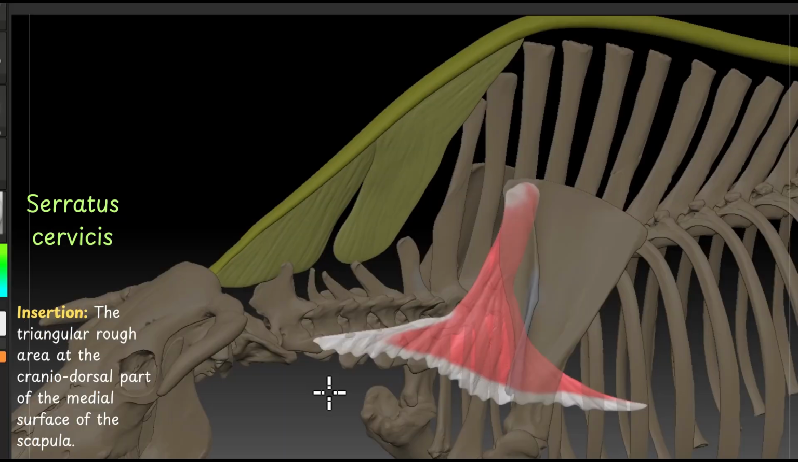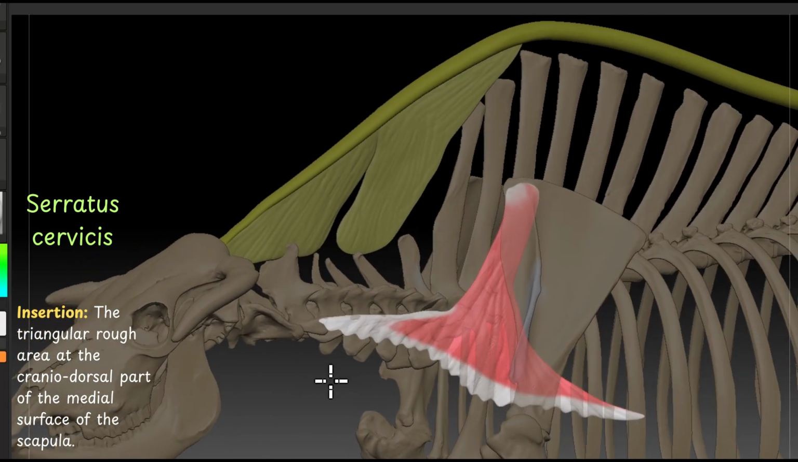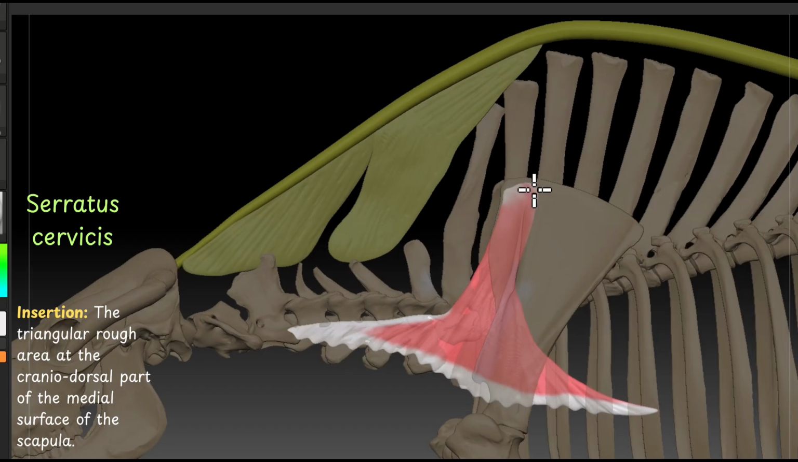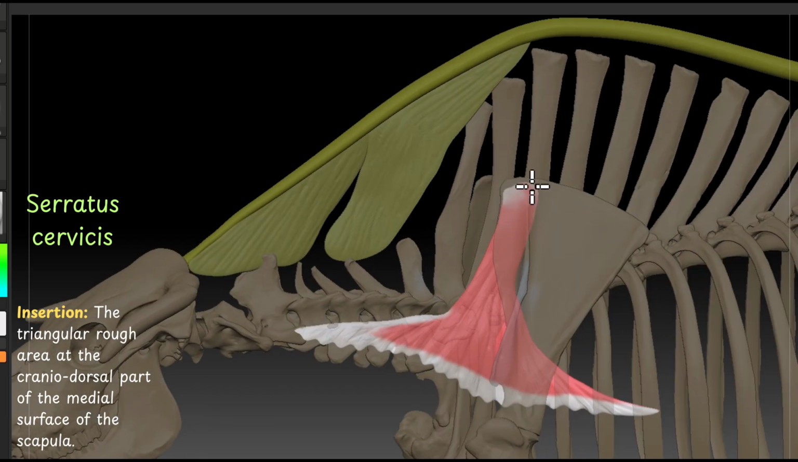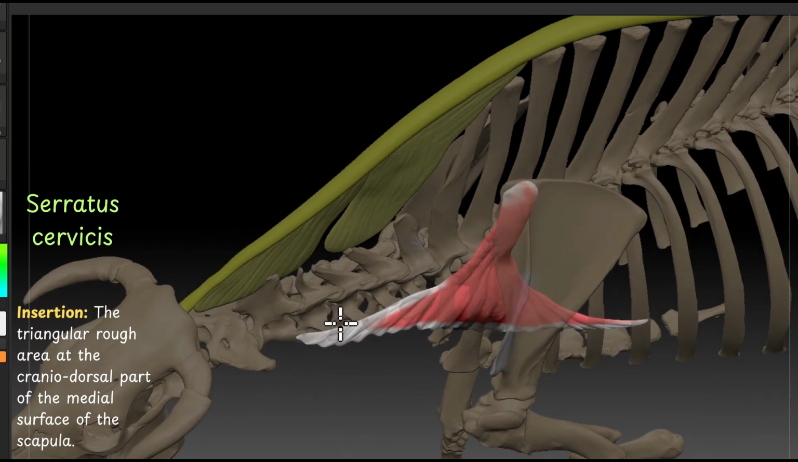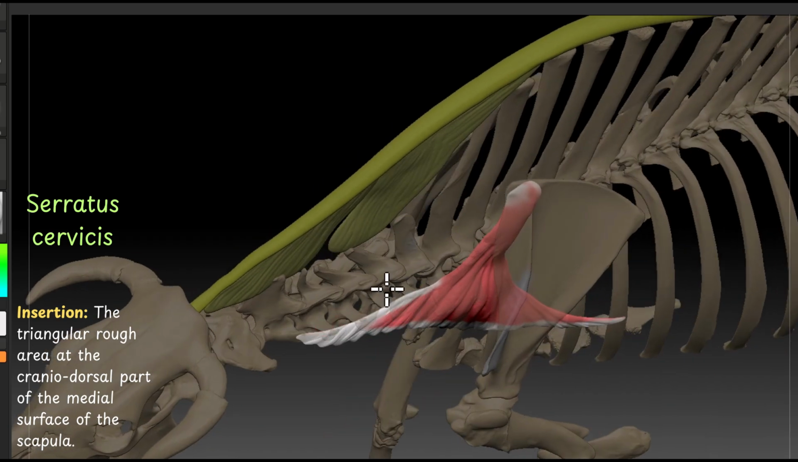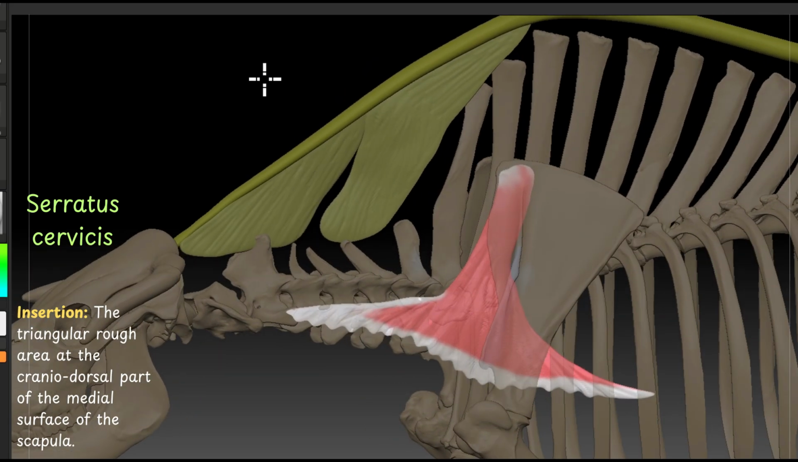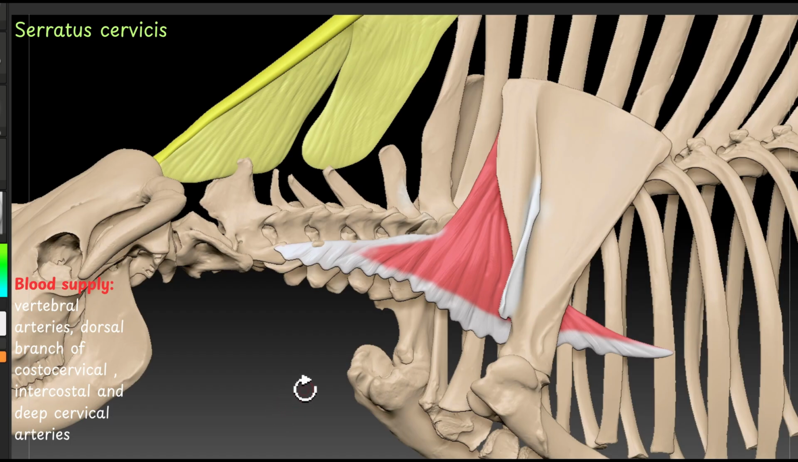Clear? Now, from this view, you can clearly see the insertion area of the muscle. This is the insertion part of the muscle: on the medial aspect, at the craniodorsal aspect, the muscle inserts. And this is the origin point: the transverse processes of the cervical vertebrae second to seventh, and also the lateral surfaces of the ribs. Blood supply: vertebral arteries, dorsal branch of costo-cervical arteries, intercostal and hip cervical arteries.